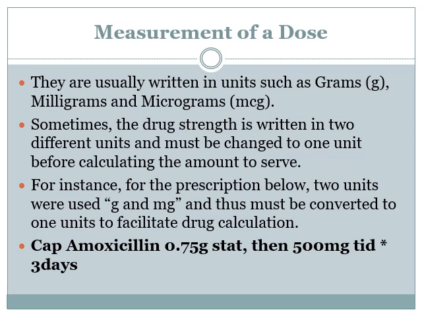It's very important. For instance, the prescription: cap amoxicillin 0.75 gram, g means gram, stat, then 500 milligram tid times 3 days. You may think that 0.75 is very small, but actually a gram is bigger than a milligram. When you change it to milligram, it gives you 750 milligram, which is actually a higher dose than the second one.